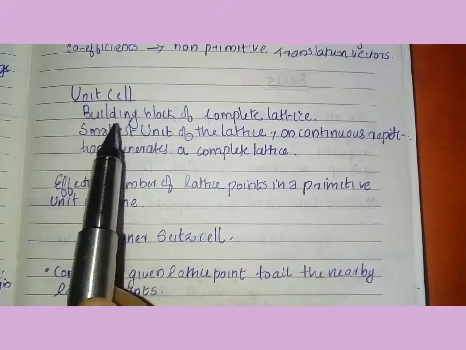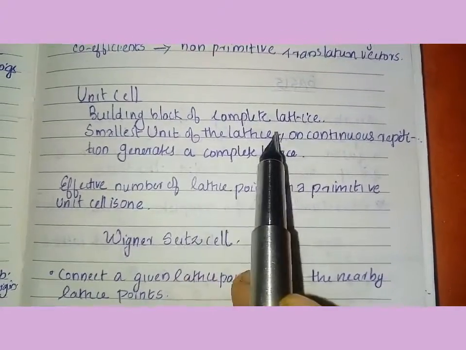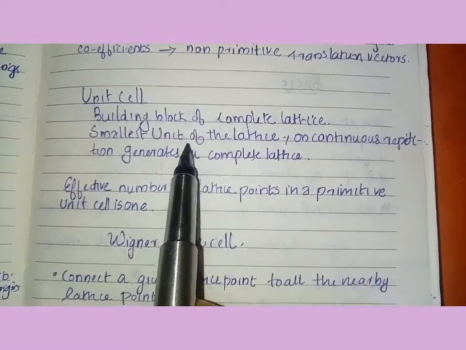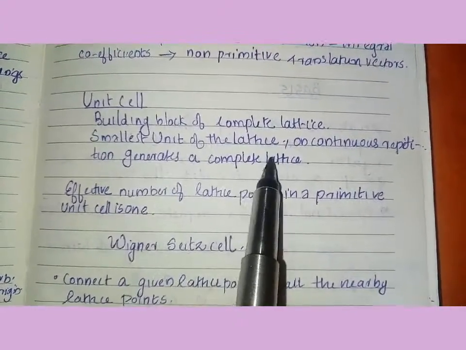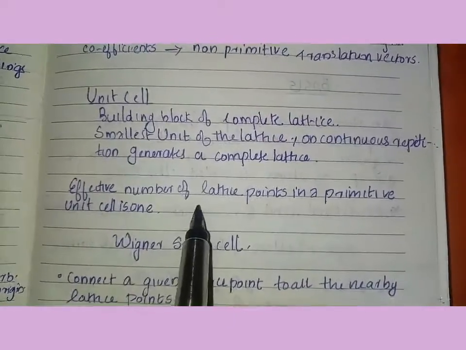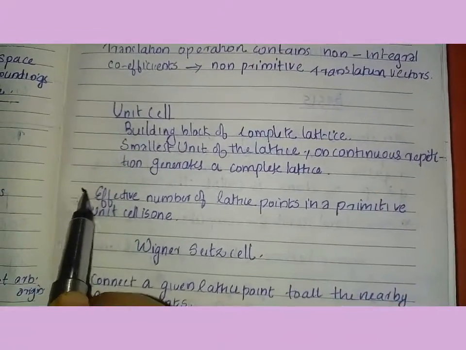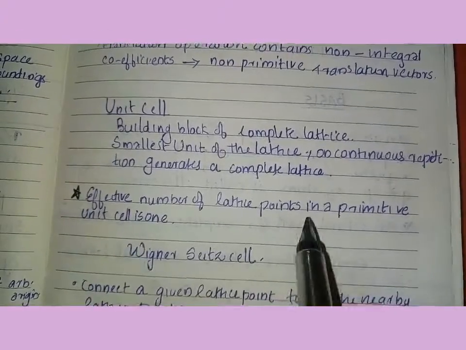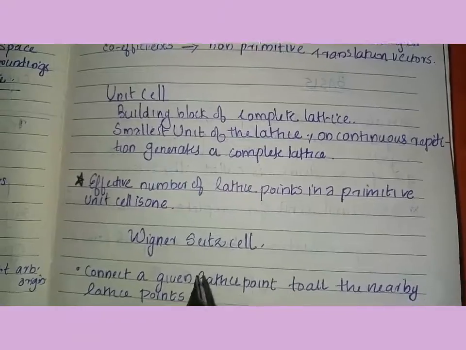Next topic is the unit cell. What do you mean by unit cell? It is a building block of the complete lattice, the smallest unit of the lattice which on continuous repetition generates the complete lattice. The effective number of lattice points in a primitive cell is 1. It is very important: the effective number of lattice points in a primitive unit cell is 1.